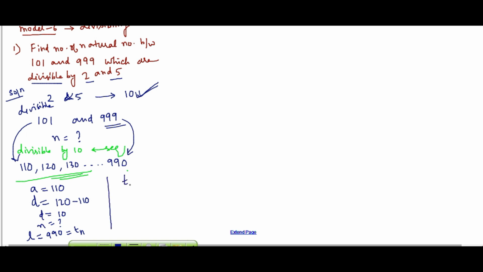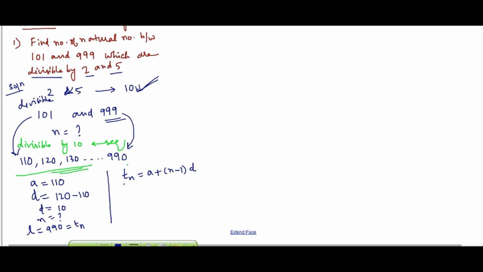Now we apply the formula. Tn is equal to a plus n minus 1 into d. Tn you can substitute as 990 is equal to a, which is 110, plus n minus 1 into 10. I told you earlier in the previous video, you can solve this by two methods. It's entirely up to you, whichever method you feel is easy, you can use it. I am using this one. 990 minus 110 should be how much?